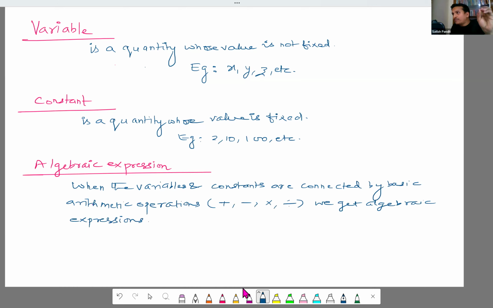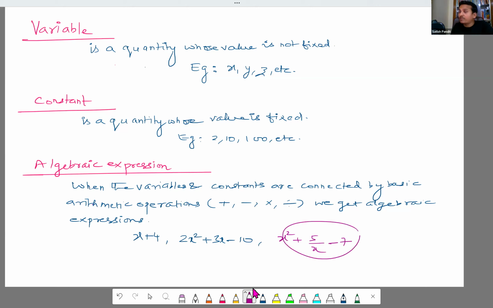Some examples of algebraic expressions: x plus 4 is an algebraic expression. 2x square plus 3x minus 10 is an expression. Next, I can have x square plus 5 by x minus 7. This is an expression, please remember, but this is not a polynomial. Even 5 by x is an expression. Later on, we'll learn that this is not a polynomial, but this is an expression.